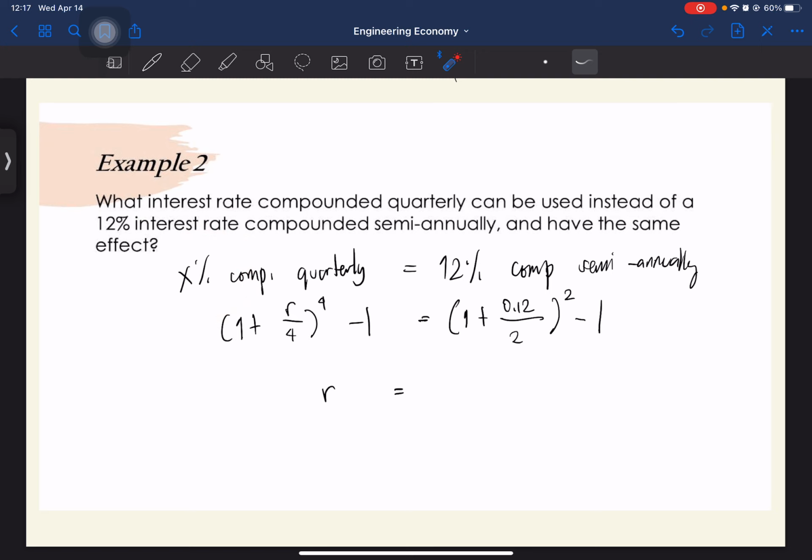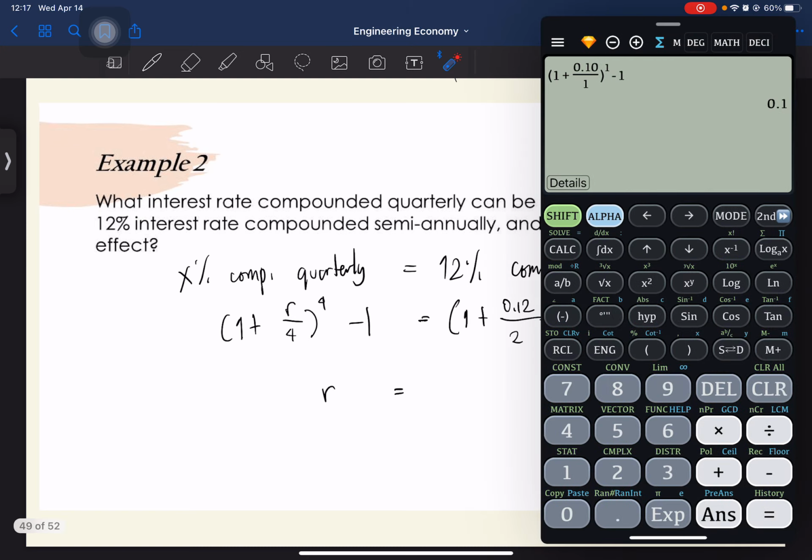Pero, to give you an idea, syempre, hindi siya malayo doon sa 12%. Diba? Anong hula mo? Mas maliit o mas malaki? Mas maliit, dapat. Okay? Anyway, let's try to solve (1 plus x over 4) raised to 4 minus 1 equals (1 plus 0.12 over 2) squared minus 1.